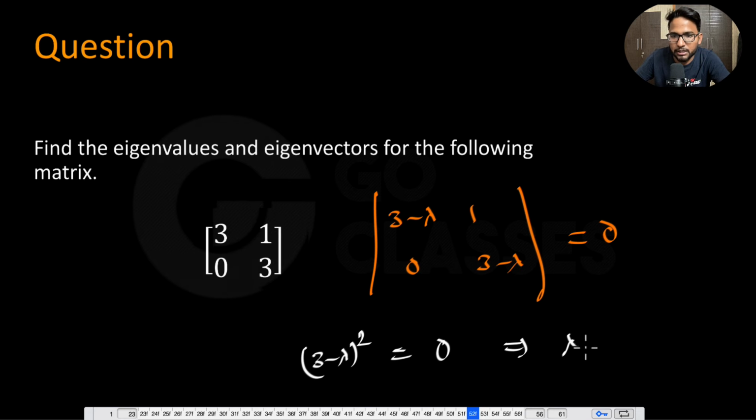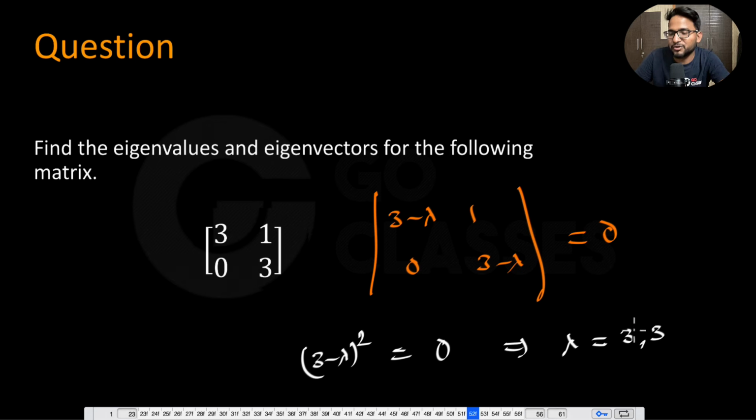So from here you can say lambda is 3, right? Since it is power 2, I'm writing it 2 times: lambda equal to 3, 3. Although lambda is just 3, I'm writing it 2 times because the roots are repeating. This is called repeating roots for the polynomial. So if (lambda minus 3) squared is 0, then lambda is coming 2 times 3. If it is power cube, then I will write 3 times.